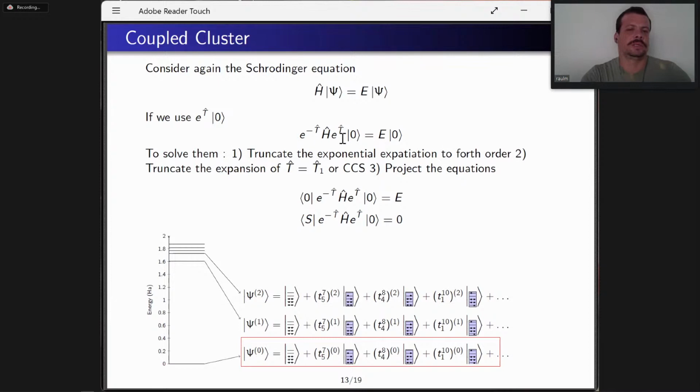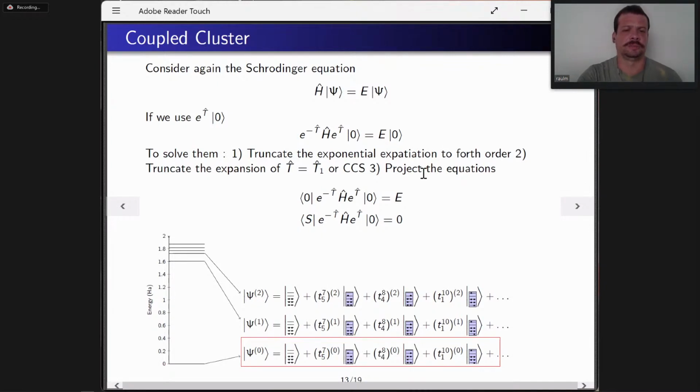First, we truncate the exponential up to fourth order, and then we truncate the expansion. In this example, I'm truncating with T equal to T1, so I'm obtaining coupled cluster singles. The singles come from single excitation. But if I have T equal to T1 plus T2, it will be coupled cluster singles and doubles, and so forth. And we can also have T equal to T2. That will be coupled cluster doubles.